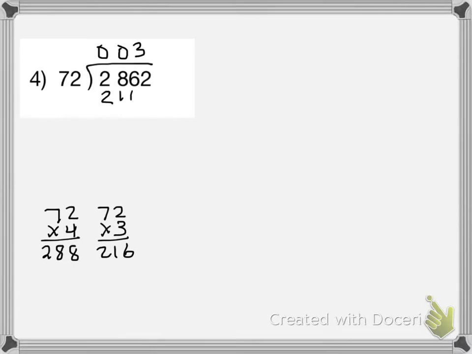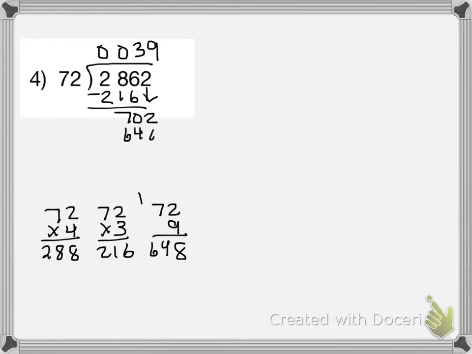Our product is 216, and we have a difference of 70. We're going to bring the 2 down to make that 702. Well, I know that 10 groups of 72 is 720, and that's too big. So we're going to try 9 groups of 72. And that's 648. All right, when we subtract here, we end up with remainder of 54. We're going to add a decimal point and a 0 so that we can continue dividing.